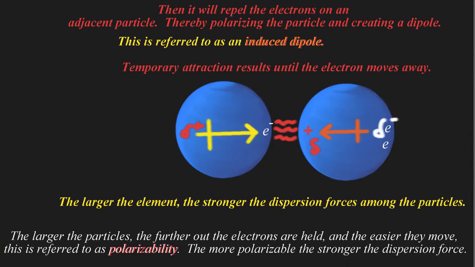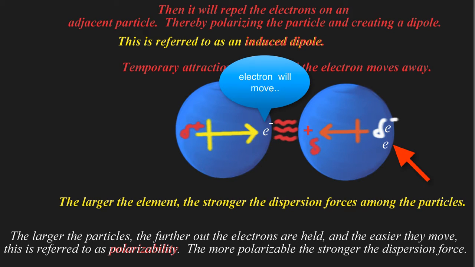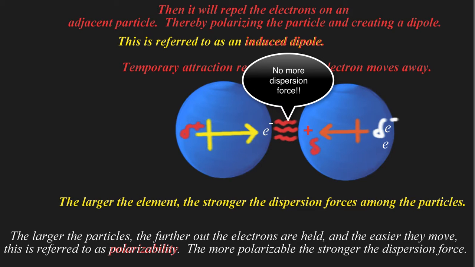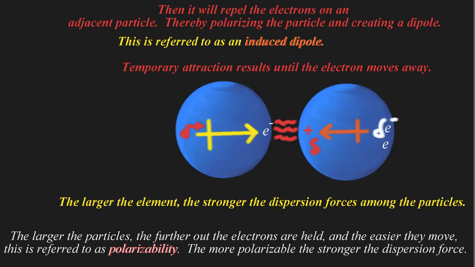So what ends up happening is the instantaneous dipole will end because the electron will move back, and then that repulsion of these electrons will no longer be there, so they will move back eventually, and these dipoles will no longer exist, and then these particles will no longer be attracted to each other. Okay? So you can see why this is a weak force.